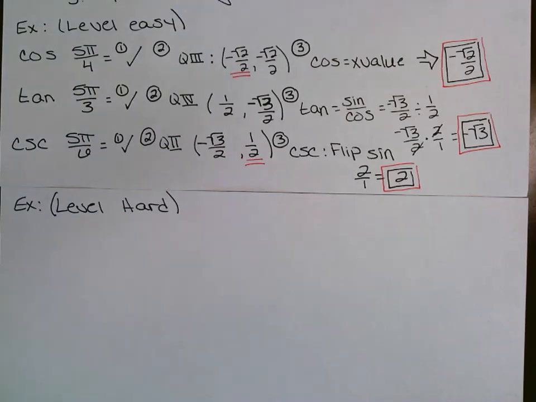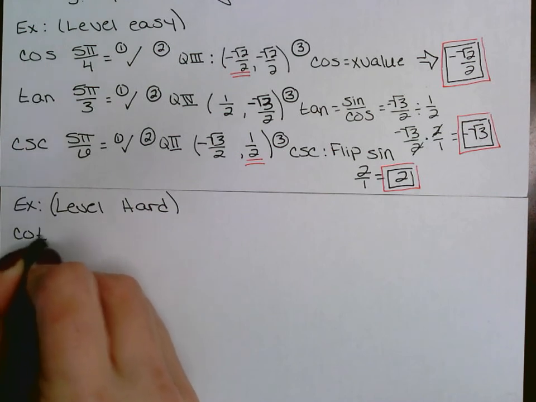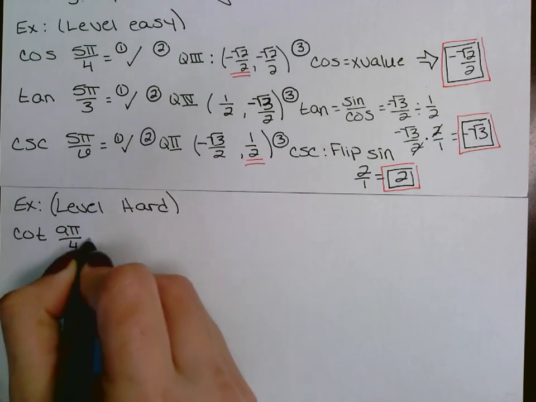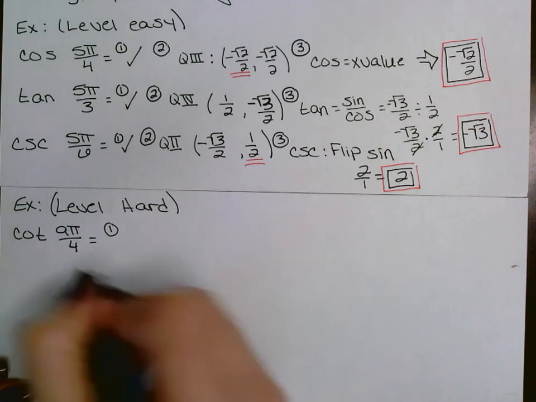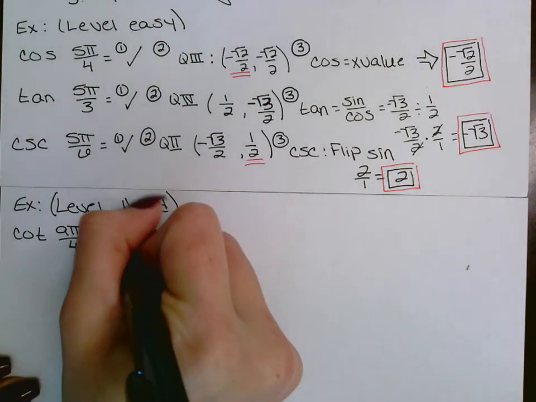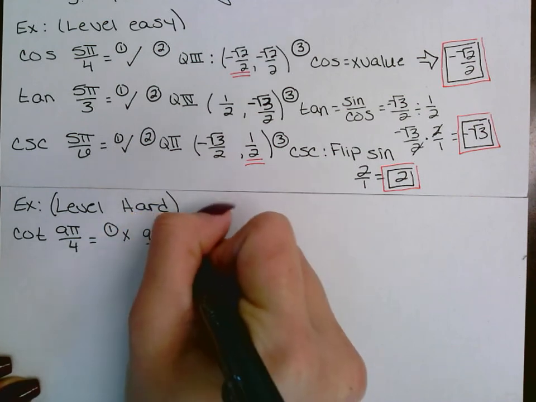All right, so the next few examples I consider level hard just because now we're going to have to take more action on step 1. Okay? So, the first one is going to be cotangent of 9 pi over 4. Step 1, is this coterminal? No. Double the denominator would be 8. Did I surpass 8? Yes, so what do I need to do to this 9 pi over 4? Subtract 2 pi.